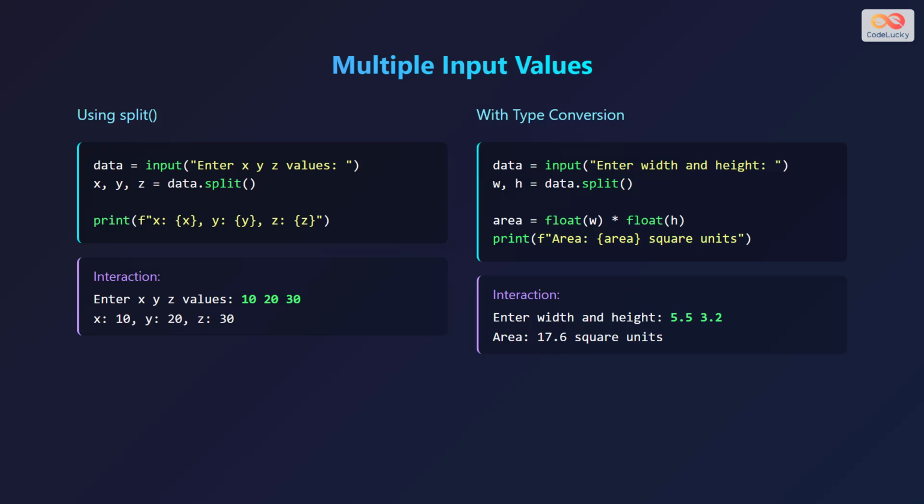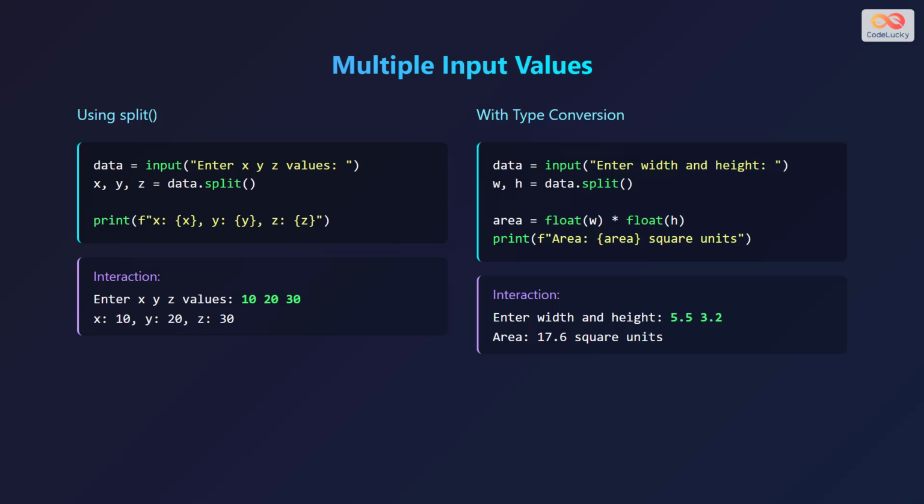Sometimes you need to take multiple values as input from the user in a single line. The split method can be used to separate these values into a list. Let us explore how it is done. In the first example, the input is separated into 3 variables x, y, and z. In the second example, the inputs are separated into W and H and they are type converted into floats for calculating area.